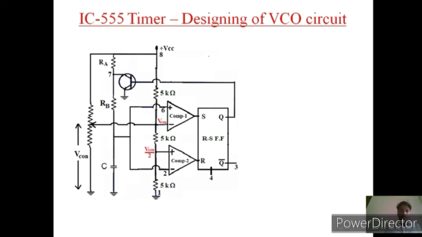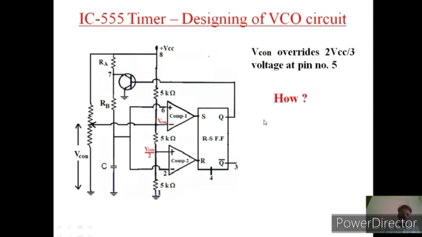shown in the figure. So here voltage at pin number 5 now becomes V control, and at this pin voltage becomes V control by 2. Previously in case of astable, voltage at this point was 2 VCC by 3 and voltage at this point was VCC by 3. When you connect V control to pin number 5, voltage at this point overrides the 2 VCC by 3 voltage. Let us see how this V control voltage at this point overrides 2 VCC by 3.